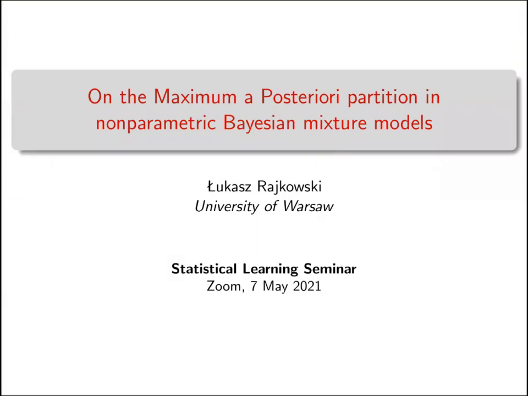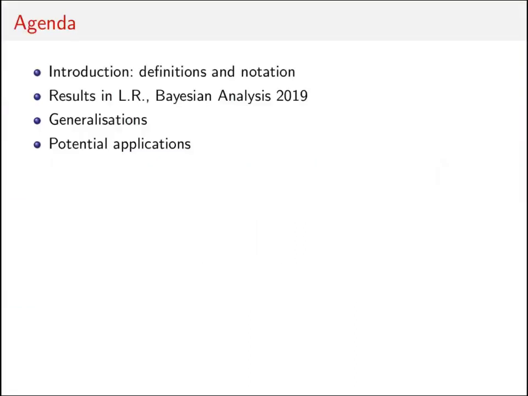So let me begin with a quick overview of what I'm going to talk about. I start with an introduction. Obviously, I present some notions and definitions which are going to be used later on. Then I'm going to present results of a paper which appeared in Bayesian Analysis, which concerns a very specific example of a Bayesian mixture model and the behavior of MAP in that model. In a moment I will explain what those things mean.